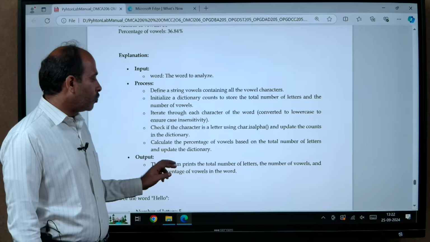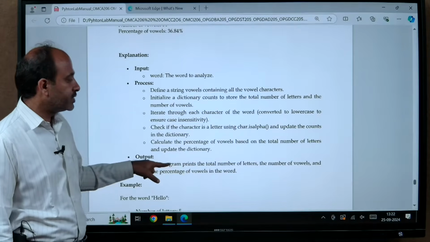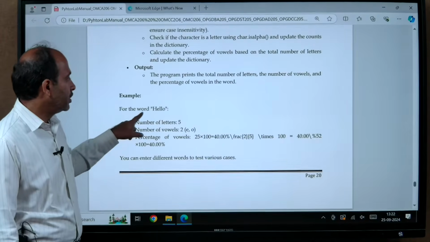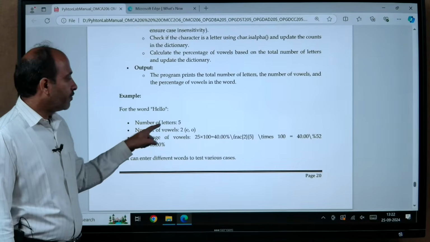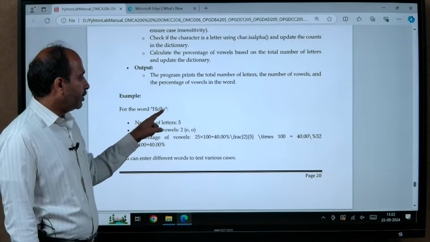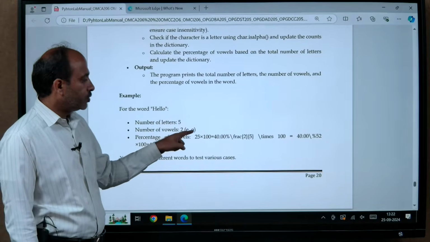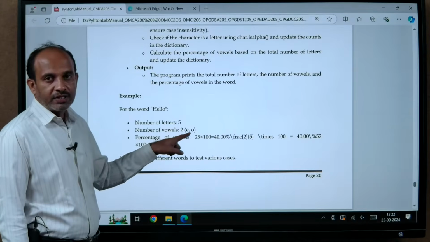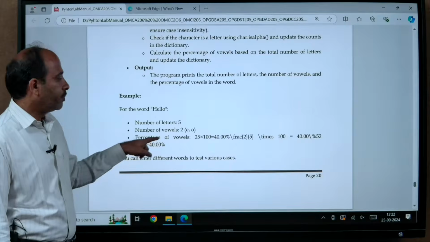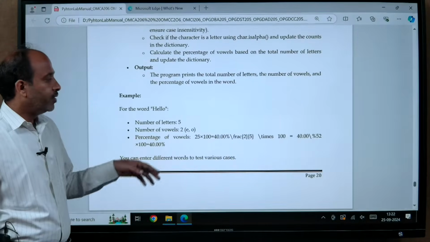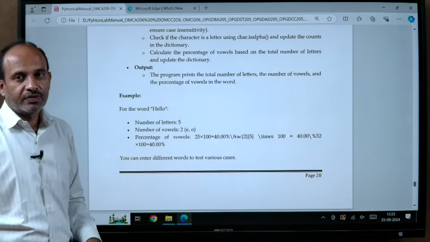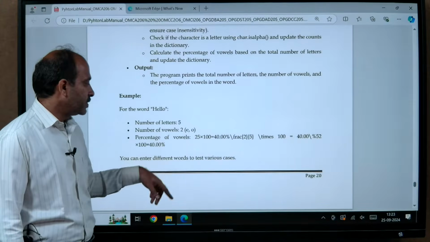Finally, the program prints the total number of letters, the number of vowels, and the percentage of vowels in the word. See the example, hello. Number of letters: 1, 2, 3, 4, 5. How many vowels are there? E and O, so only 2. And the percentage of vowels is 2 by 5 into 100, so approximately 40%. The percentage of vowels is 40%.